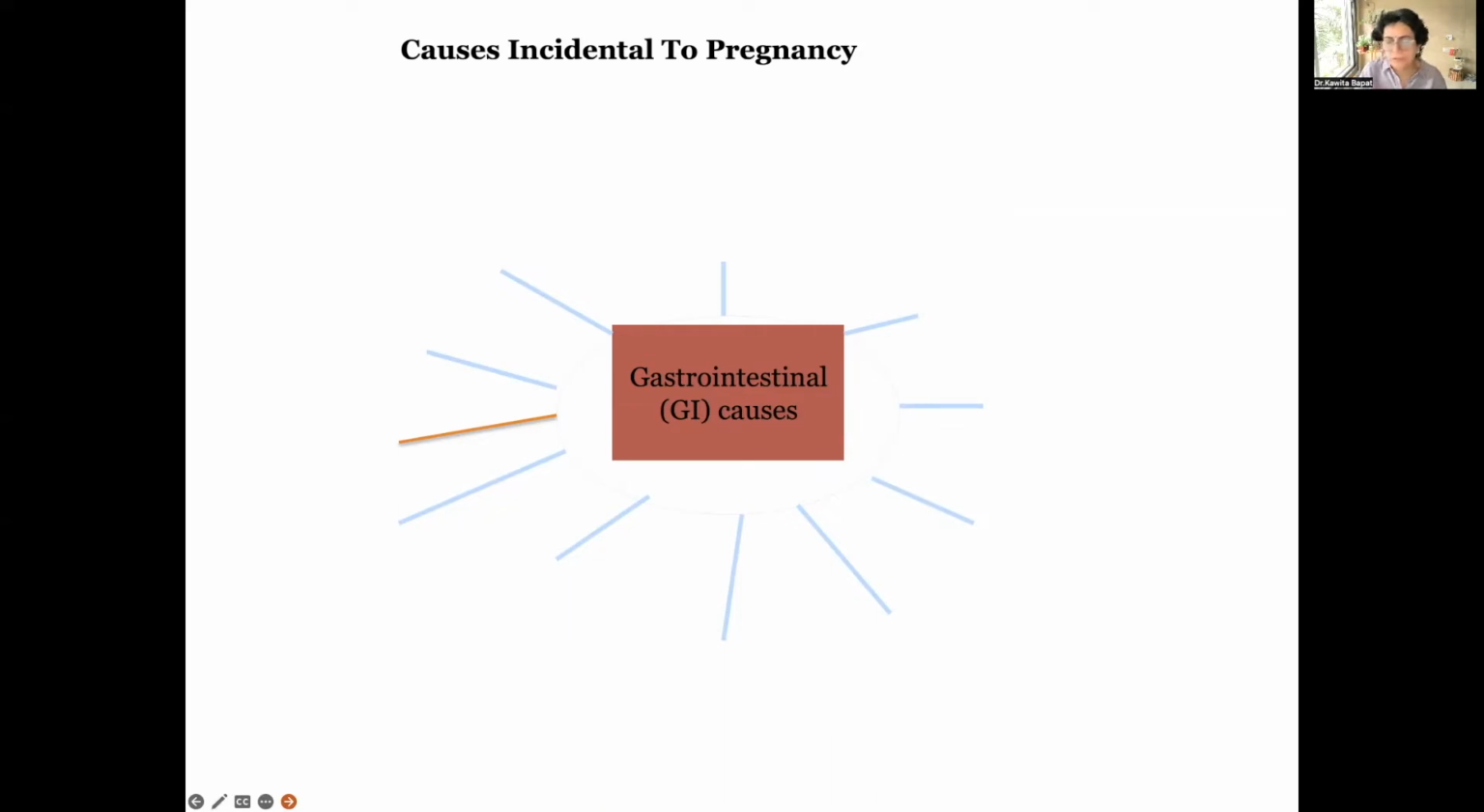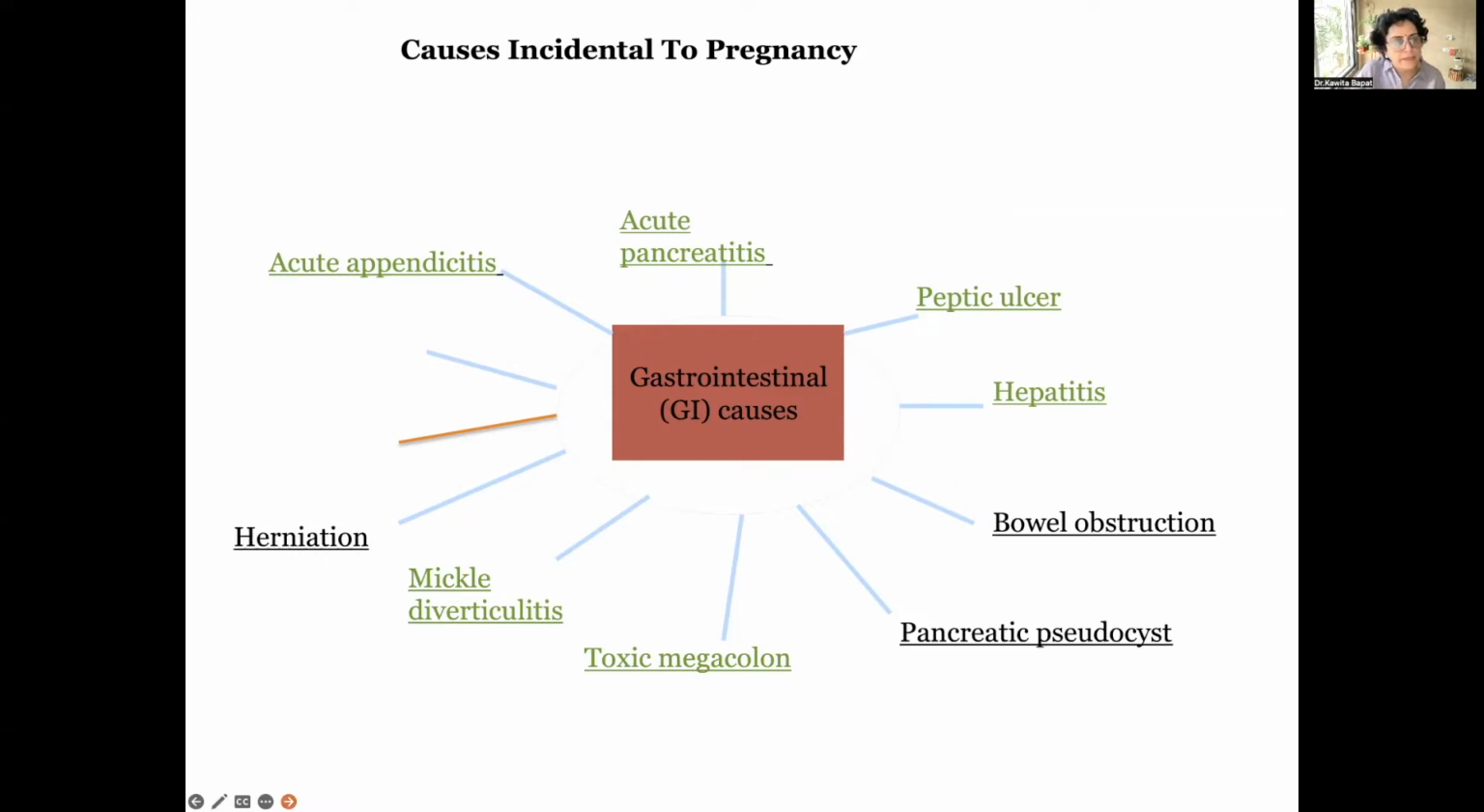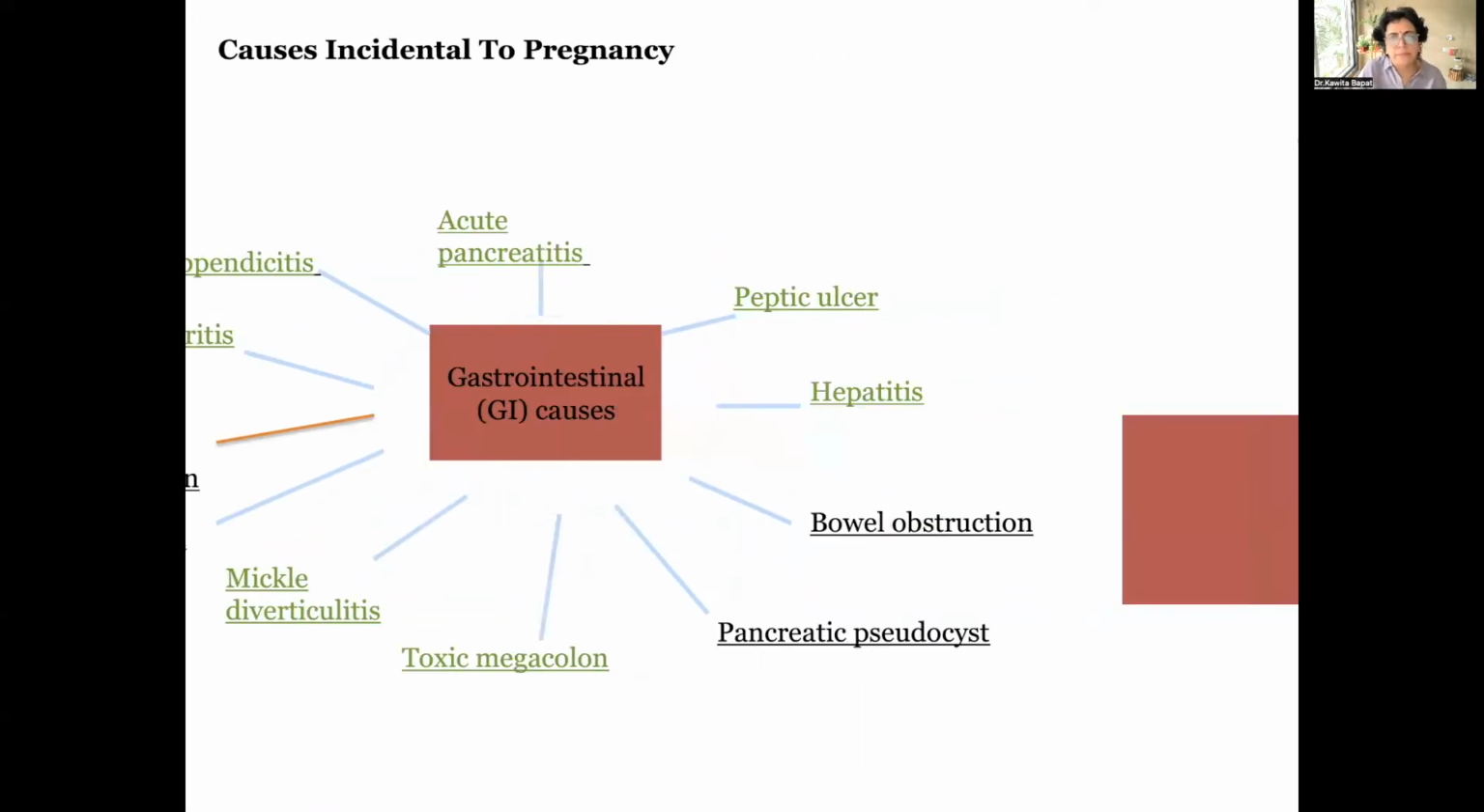So we can distribute them into the gastrointestinal causes. It can be due to appendicitis. It can be pancreatitis, or a peptic ulcer. It can be hepatitis. It can be bowel obstruction. It can be a pancreatic pseudocyst. It may be a toxic megacolon. It's a Meckel's diverticulitis, herniation, bowel perforation, and gastroenteritis. So these are the main causes.